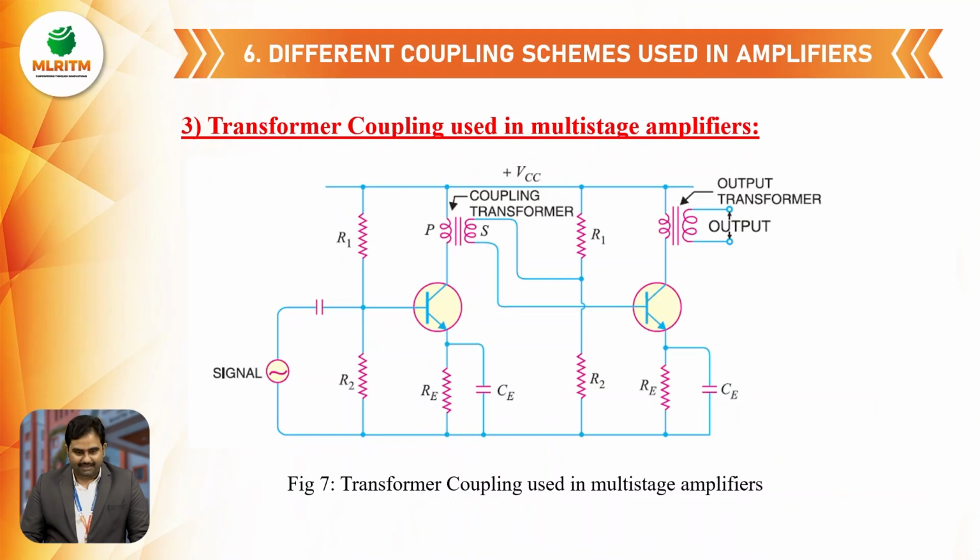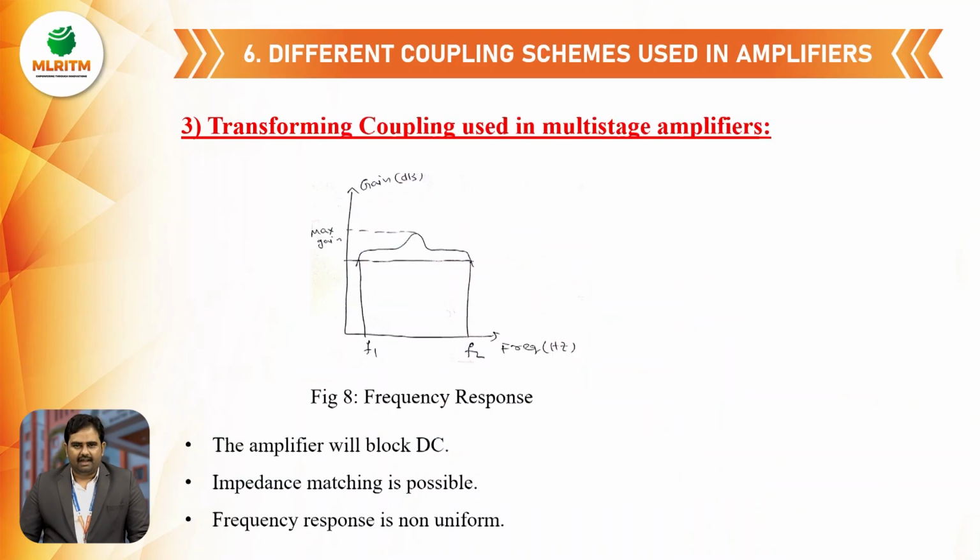Coming to the last one, the final one, that is transformer coupling used in multi-stage amplifiers. Here, one transistor output is connected as input to the second transistor with the help of a transformer, right? Transformer in general, we know that it has a primary winding, secondary winding and so on. So on the output also we have to connect across the transformer. So this is about transformer coupling. The main advantage with transformer coupling is that impedance matching is possible, whereas in direct coupling and RC coupling, impedance matching is not at all possible. Only in transformer coupling it is possible. That is the main advantage of transformer coupling.